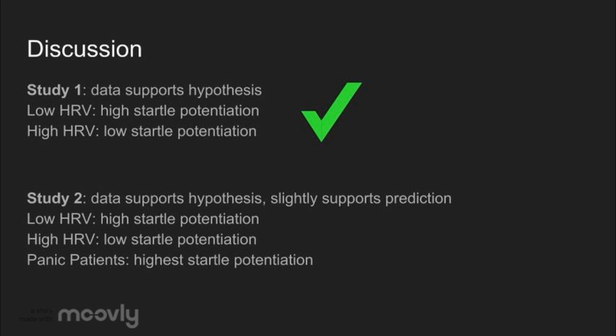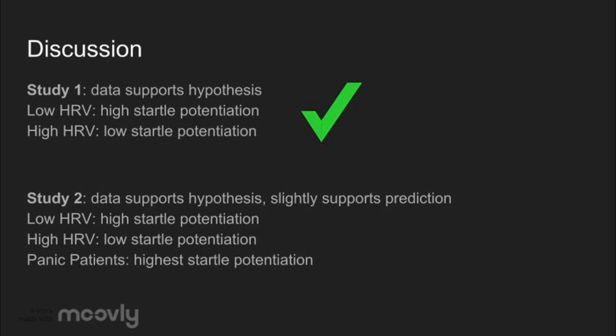In conclusion, both studies support the hypothesis made at the beginning of the experiment. The prediction that panic patients and their controls do not differ was supported, kind of. The panic patients differed from the high HRV participants. However, the elevation differences did not differ from the low HRV participants.